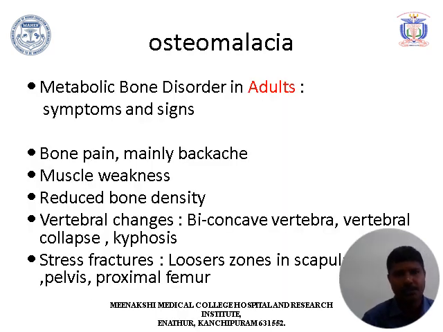Coming to osteomalacia, it's bone weakness in adults. Okay, there is defective mineralization. So its symptoms are like, the patient usually presents with back pain, there will be proximal muscle weakness in the shoulders and hip, and vertebral changes like biconcave vertebra and collapse of the vertebra and kyphosis of the spine also will be present, and there will be Looser zones present in the scapula and the pelvis and even the proximal femur also.